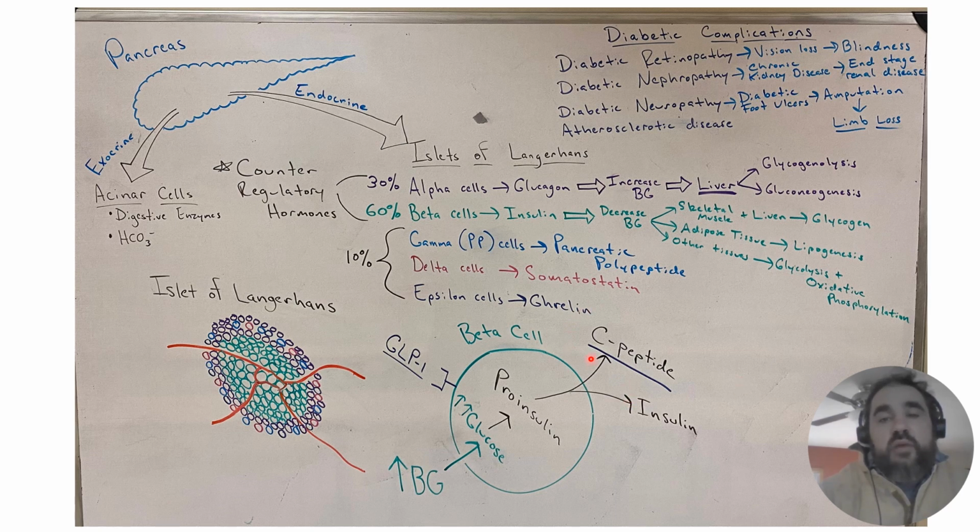So C-peptide is a great marker for how much insulin you're making. So a type 1 diabetic would have undetectable or very low C-peptide.